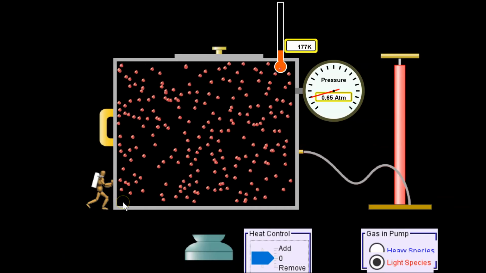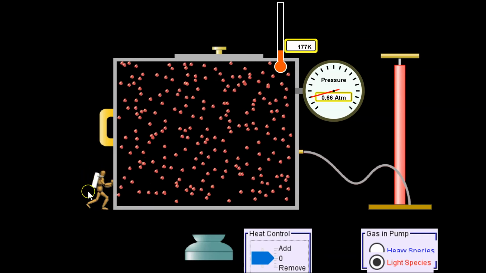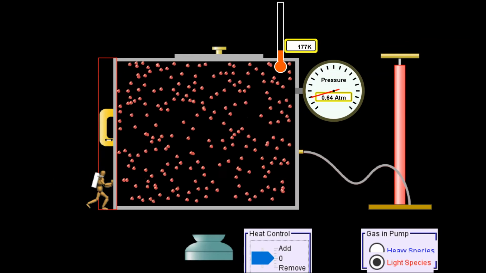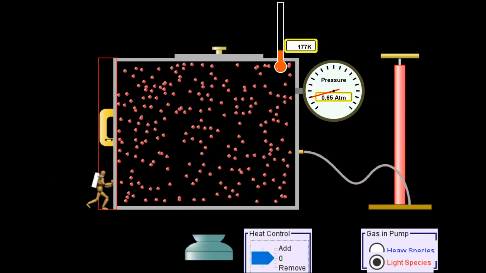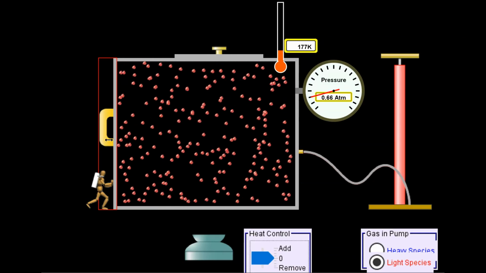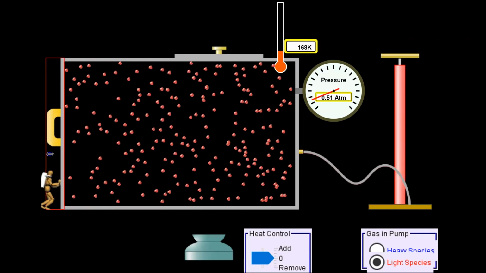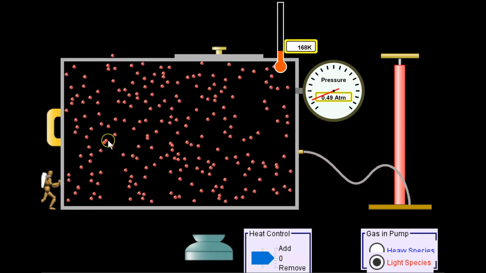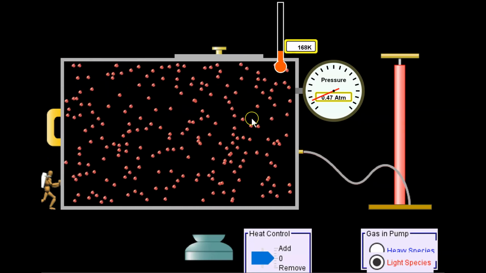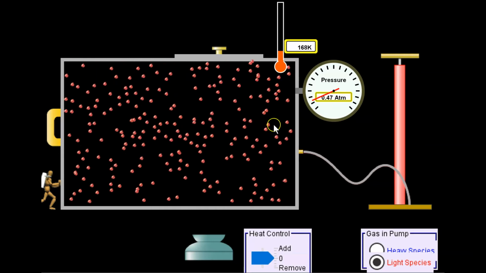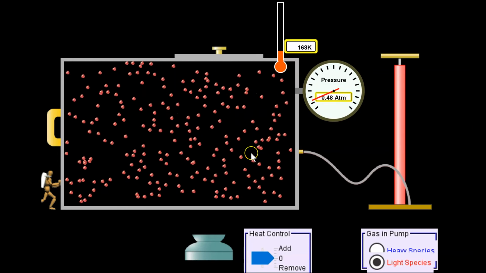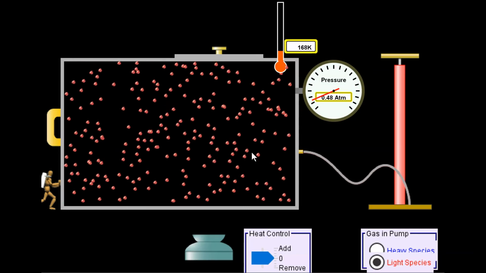So the last variable is volume. And the way you change volume is you look at this little guy right here. This guy has the capacity to make the volume larger or to make it smaller. Look what happens if I make the volume longer. So if I pull it away, what you're seeing here is that the gas molecules have to travel farther before they can collide. So what does that do? It decreases the pressure. If the gas molecules have to travel farther, then they're going to collide less.